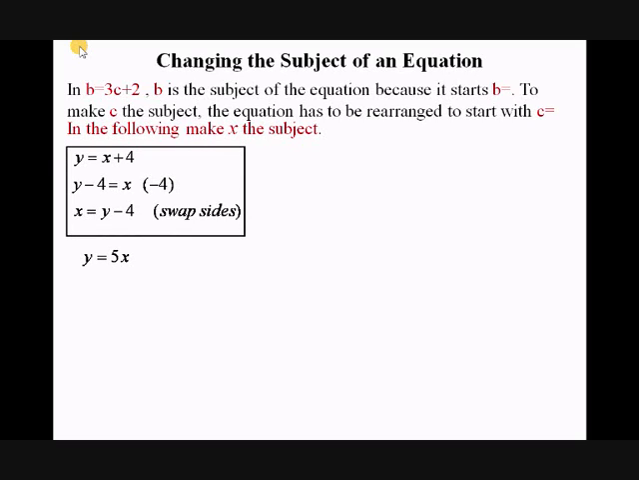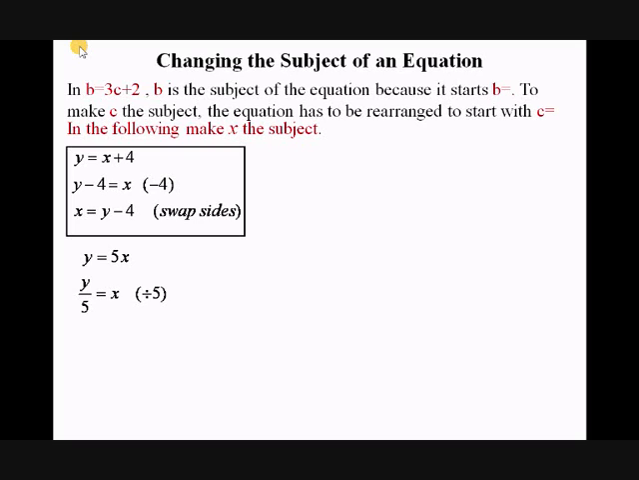Looking at the next one, y equals 5x. 5x, as you know, means 5 times x. To get x on its own then, we have to do the inverse process of times or multiply, which is divide. So we need to divide each side by 5. When we do that, we get y over 5 equals x.